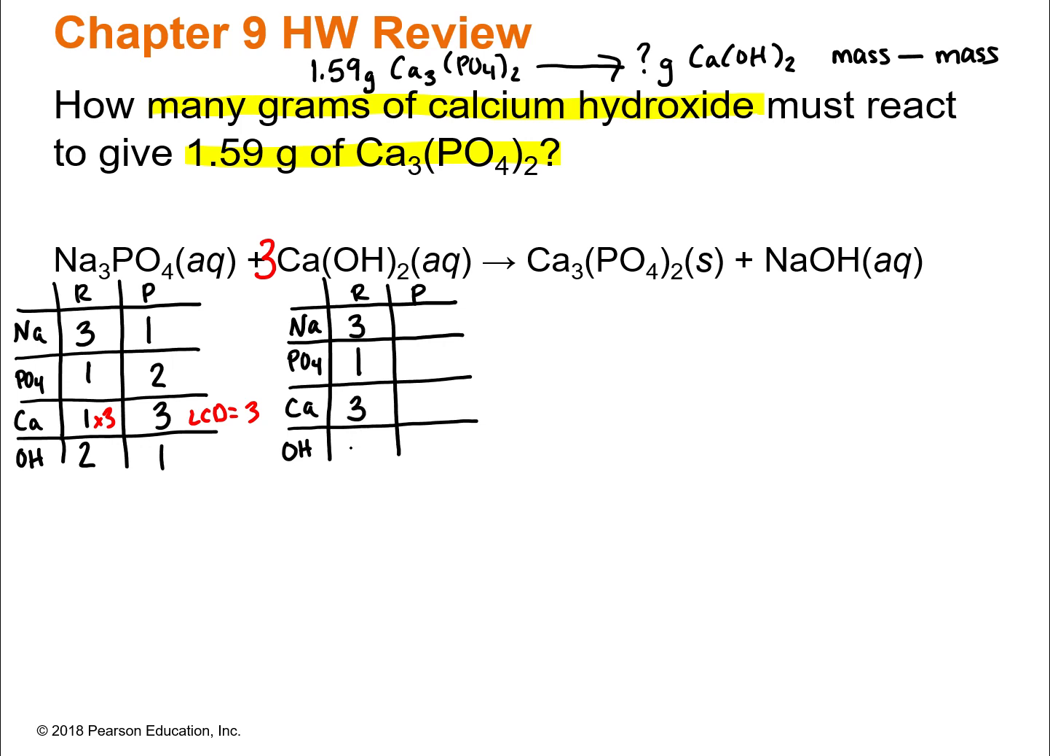So we've changed the number of hydroxides. Now we've got 3 times 2, which gives us 6 hydroxides. We didn't do anything to the product side, so you can just copy that from our last chart. Since we made a change to those hydroxides, we should fix it.